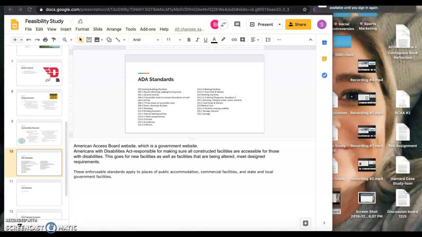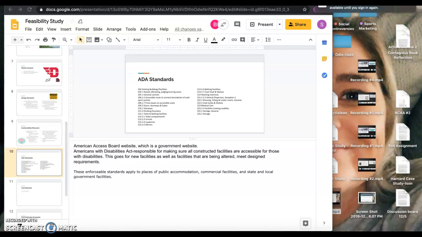With sustainability and design, we have to make sure that we meet the ADA standards. So ADA stands for the Americans with Disabilities Act, and it is governed by the American Access Board, which is obviously a government organization. I'm sorry, I did go to the ADA or the American Access Board website to find this information, and I have them all listed.